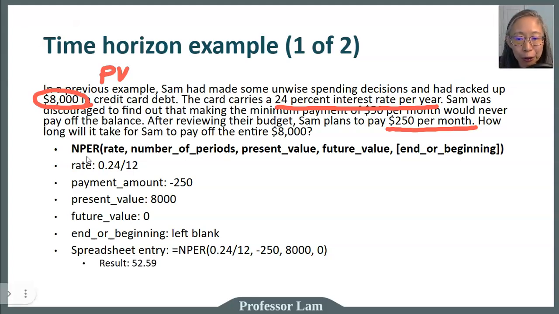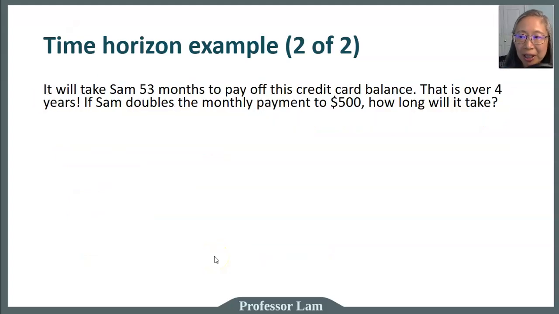Did you get 52.59? So that is 53 months. That's a long time. So 53 months is well over 4 years. Sam wonders, if he doubled the monthly payment from $250 to $500, how long will it take? Pause the video, give it a try yourself first, and then come back and see the answer.